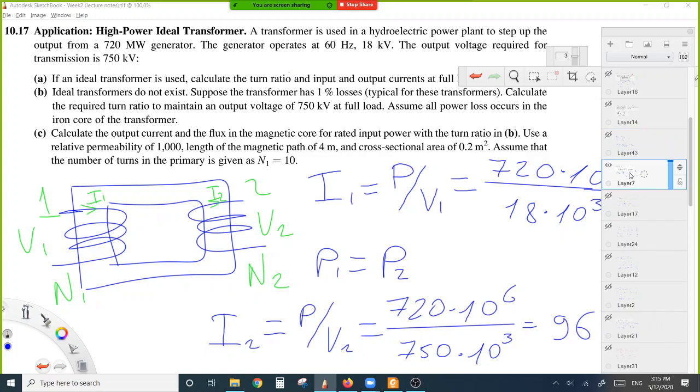We go to the next question. Ideal transformers don't exist. Suppose the transformer has 1% losses. Calculate the required turn ratio to maintain an output voltage of 750 kilovolt at full load. Assume all power loss occurs in the iron core of the transformer.